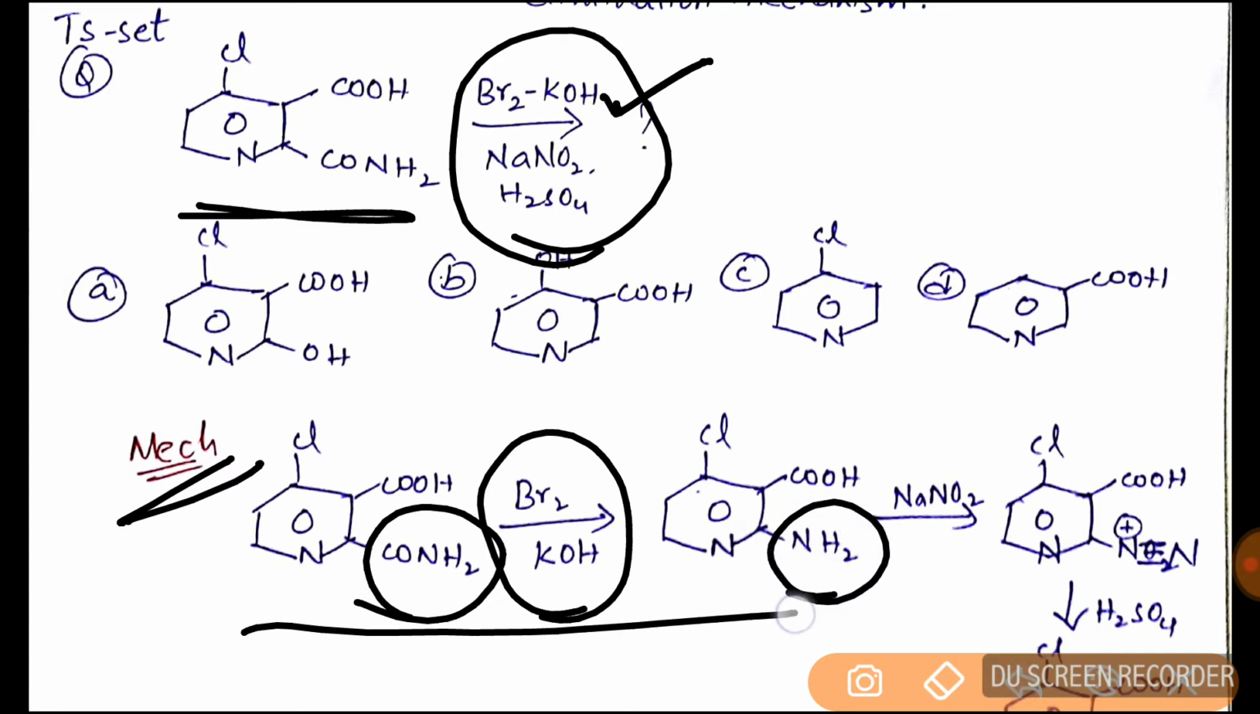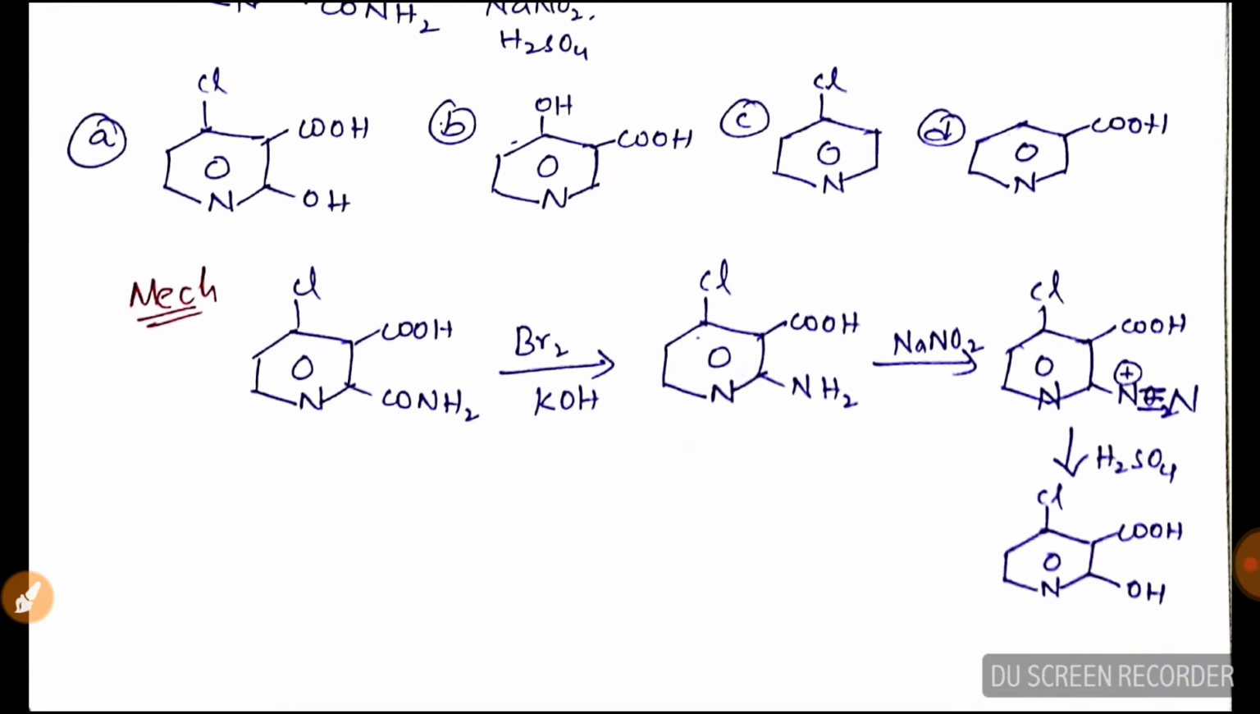The first step is the Hofmann rearrangement, and then they gave this sodium nitrite. Sodium nitrite converts this amine group into a diazonium salt. Okay, so to this salt, if we add sulfuric acid, formation of alcohol takes place. So the answer is A.